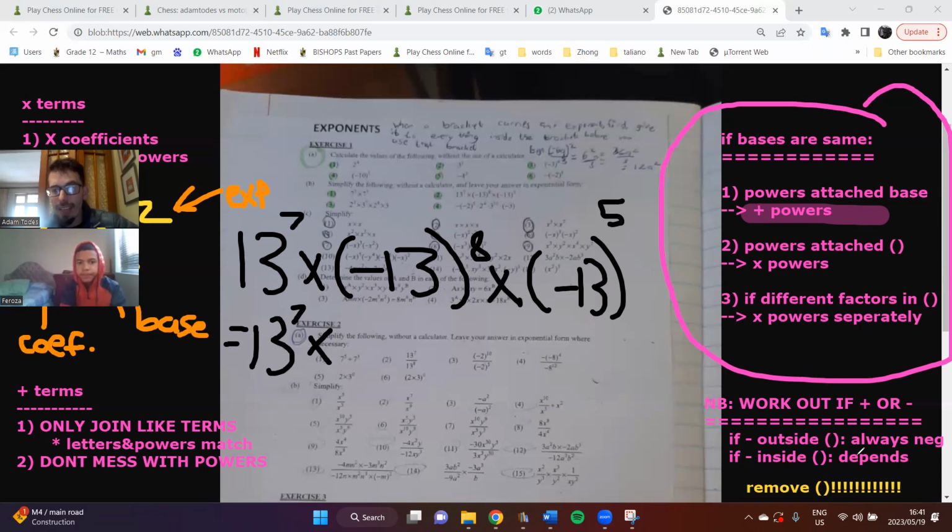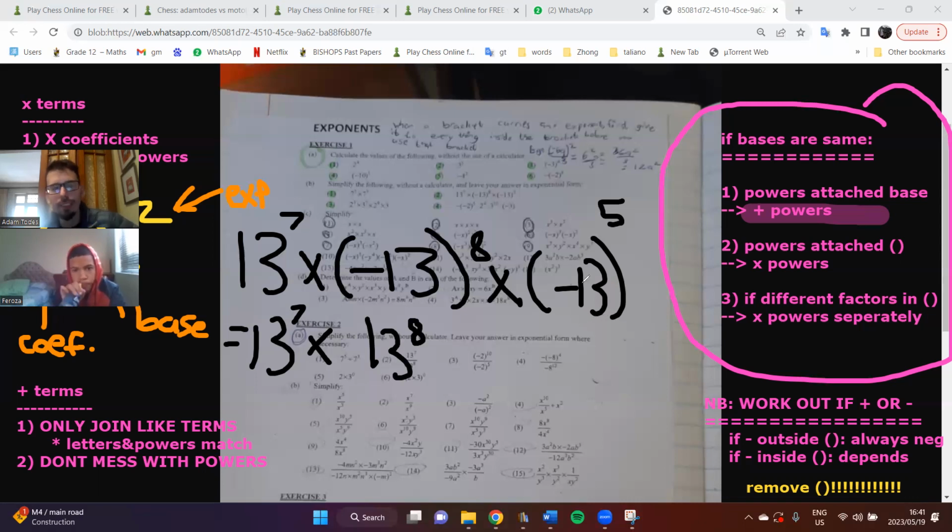Remember, when there's an even number, that makes it a positive, right? So if I'm going to remove the brackets, how should I write it? 13 to the power of 8. Excellent. Okay, good one. Now, Abu, for the next one, tell me, will it be positive or negative?